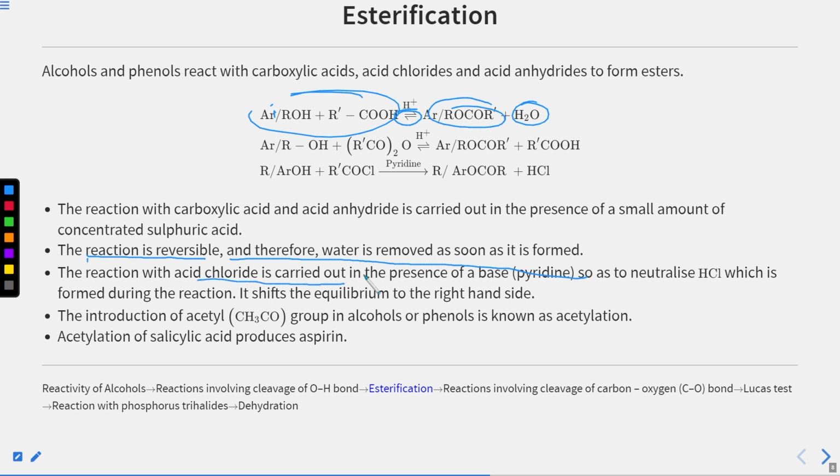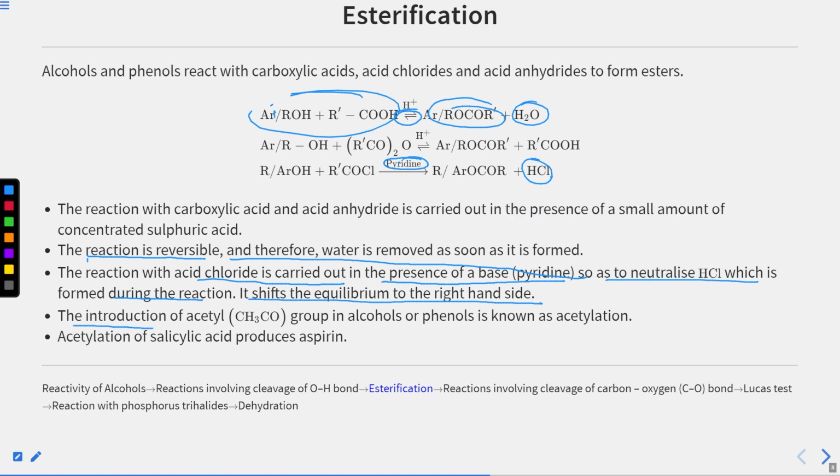And if you talk about the third reaction, the reaction with acid chloride is done in the presence of base so as to neutralize the HCl which is formed in the reaction. It shifts the equilibrium to the right hand side. So instead of removing this HCl, we have used a base. Now this base will neutralize the HCl that is formed during the reaction, and hence the equilibrium will shift to the right, because we have removed the product, and according to Le Chatelier's principle, the reaction will move in the forward direction to compensate for the removal of the product.